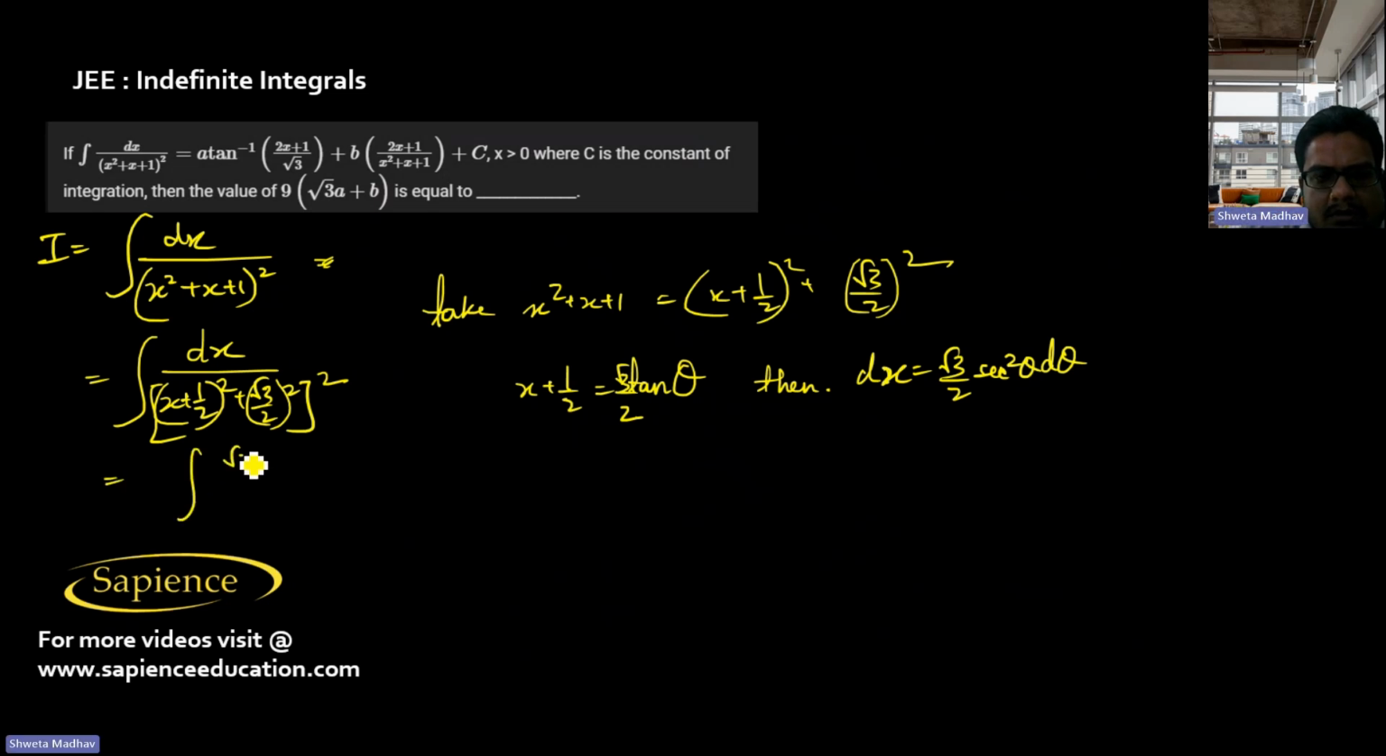This we can write integral root 3 by 2 secant square theta d theta divided by root 3 by 2 whole square. Root 3 by 2 whole square, we can take it as common, so root 3 by 2 whole power 4 will come outside, into tan square theta plus 1. This is secant whole square. So this is again secant square theta whole square.